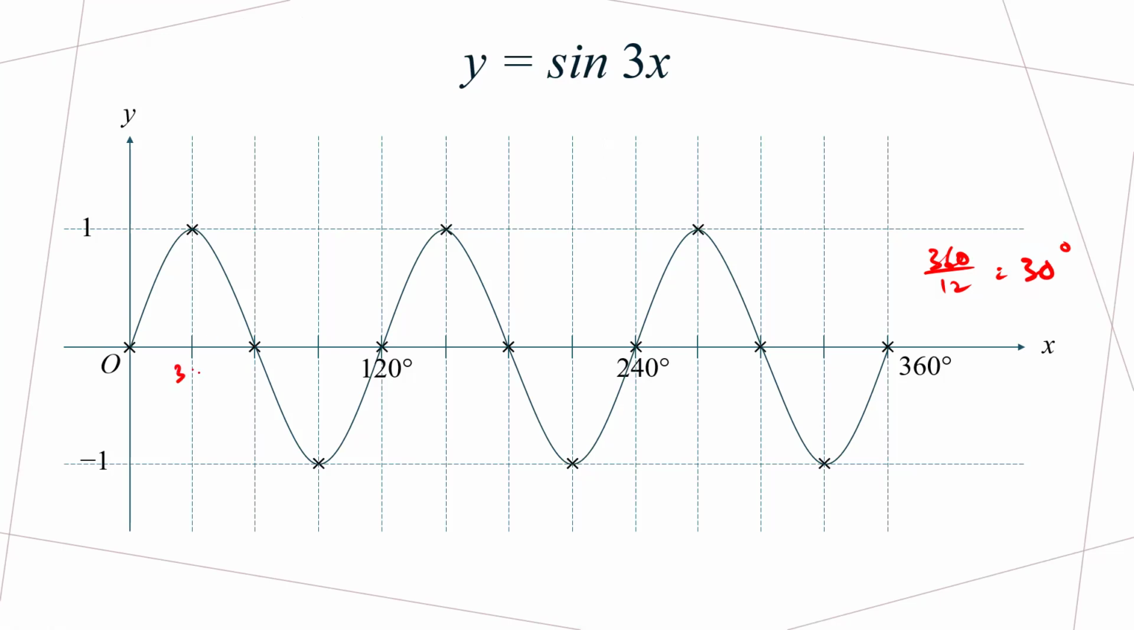So I can mark down 30, 60, 90, plus another 30, continue to plus 30, and so on and so forth. Then 270, and then 300, 330, and 360. What if it is pi? You can exchange later. We use 360 as an easy reference.